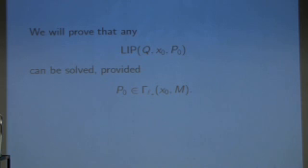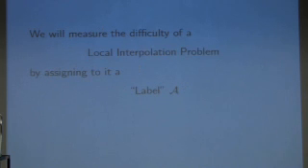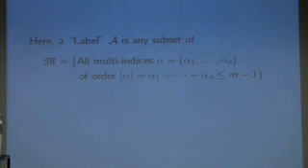That's what we'll prove. Now, in order to prove that, we're going to measure the difficulty of a local interpolation problem by attaching to it a label, script A. Okay, what is a label? Well, a label is just any subset of the set, fancy script M, of all multi-indices of order at most little m minus 1. Okay, that's what a label is.